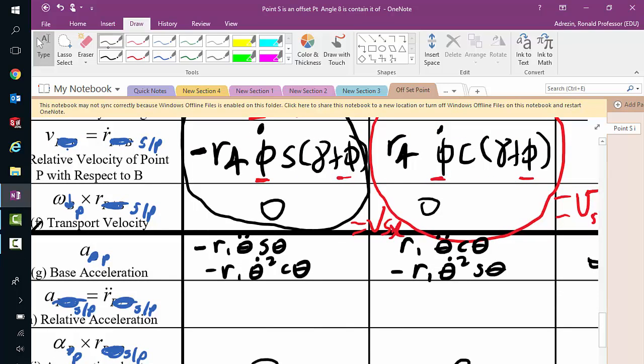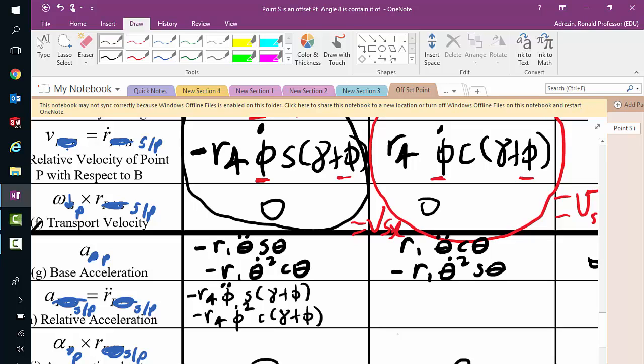So what do we have? If I hold the sine of gamma plus phi constant, I would have minus R4 phi double dot, so my angular acceleration, sine of gamma plus phi. Now I hold R4 as constant anyway. I hold the phi dot constant. The sine becomes cosine of gamma plus phi. And then with the chain rule, I get another phi dot, so that's squared.